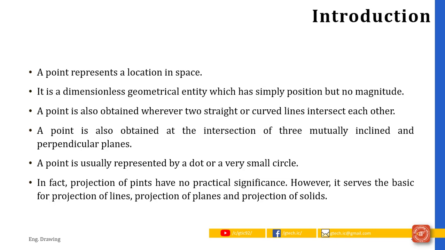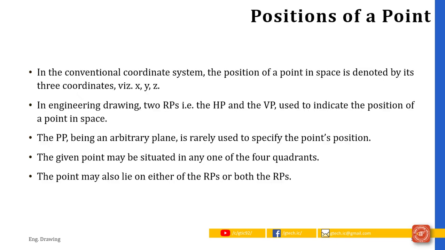A point is usually represented by a dot or a very small circle. In fact, projection of a point has no practical significance. However, it serves as the basis for projection of lines, projection of planes, and projection of solids. That's why we are discussing projection of points first.